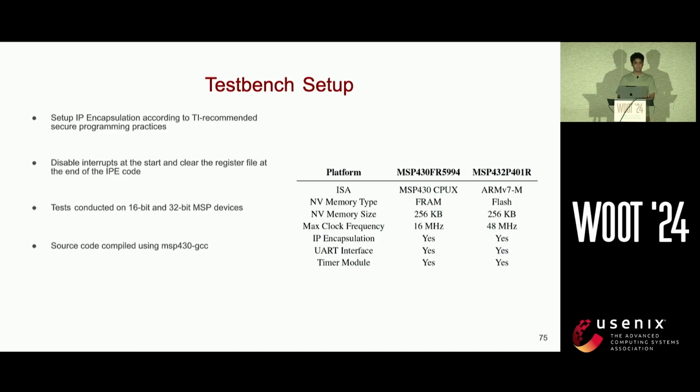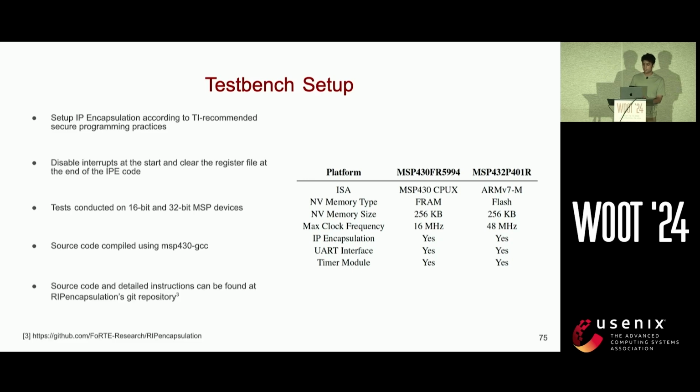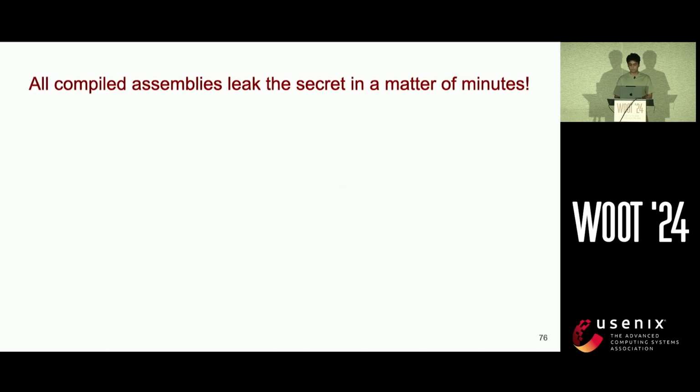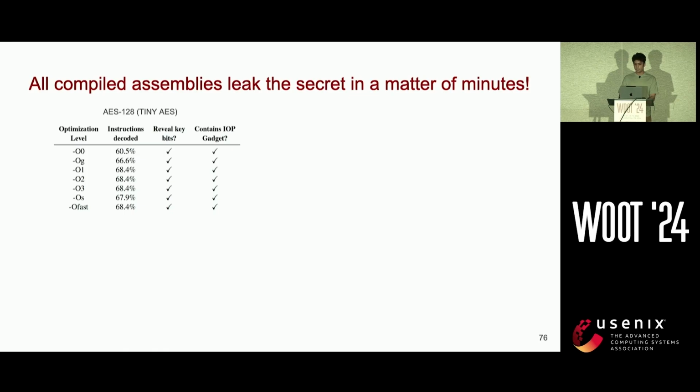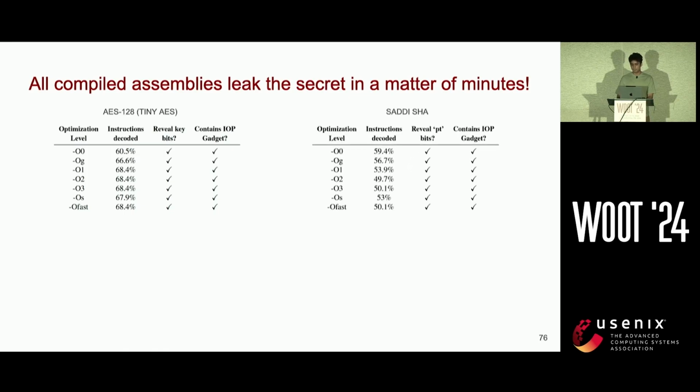All the source code was compiled using MSP430 GCC. If you need more details on the implementation of the source code, please visit our GitHub repository, which is linked in the paper as well as the artifact evaluation. In our evaluation, we found that all our test benches compiled across every optimization level were vulnerable to RIP encapsulation.